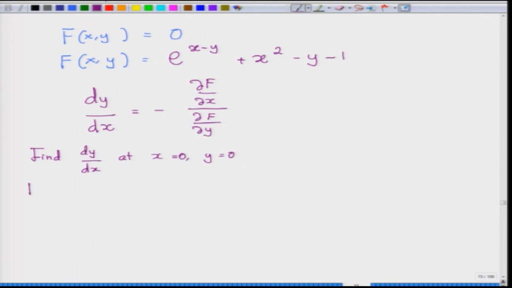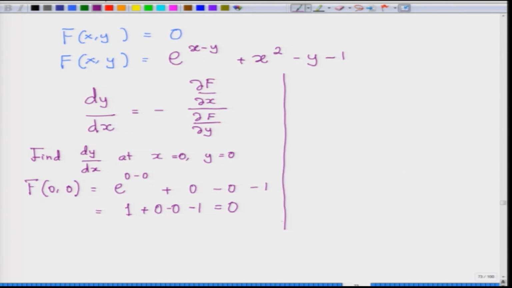So, let me check. f of 0, 0 must be equal to e to the power 0 minus 0 plus 0 minus 0 minus 1. E to the power 0 is 1. So, 1 plus 0 minus 0 minus 1 is 0. So, which means that 0, 0 is on the curve y is equal to some f(x), some function whose nature we do not know, the exact relationship between y and x. And now, it is absolutely logical to compute the derivative dy dx at x equal to 0, y equal to 0.